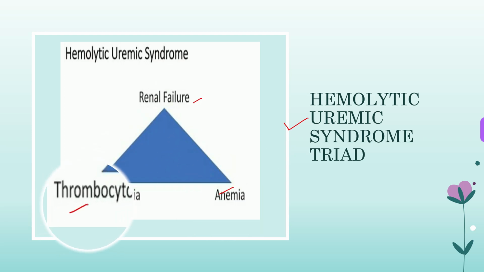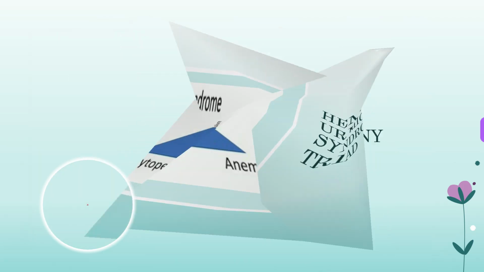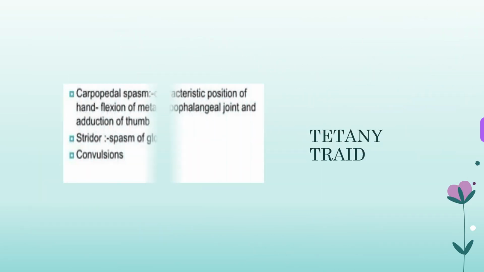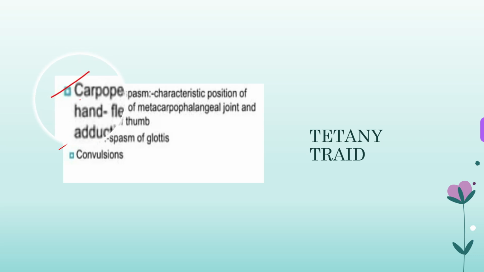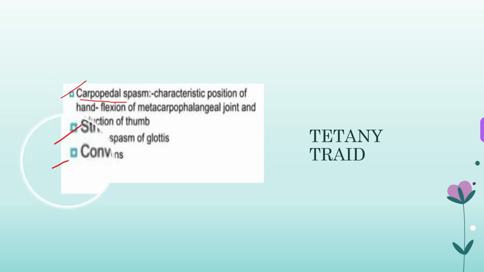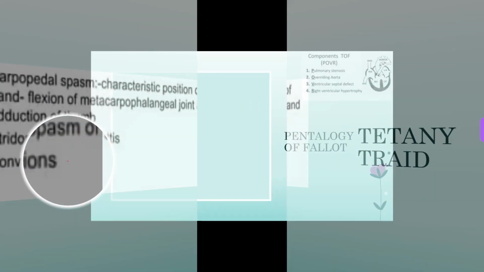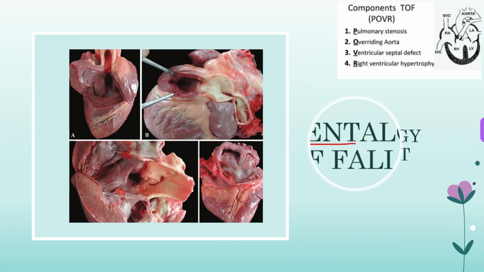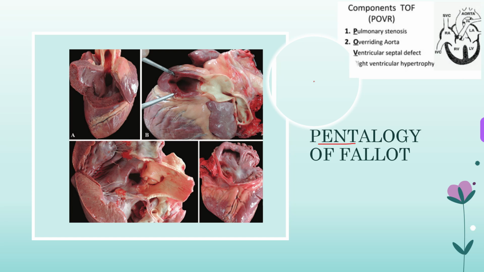Next we have a tetany triad, very important. So what we will see in this, firstly we will see stridor, then carpopedal spasms, then next convulsions. Okay. Next we have a pentalogy of Fallot. So Fallot tetralogy with, in addition, a patent foramen ovale or atrial septal defect. This is called pentalogy of Fallot.